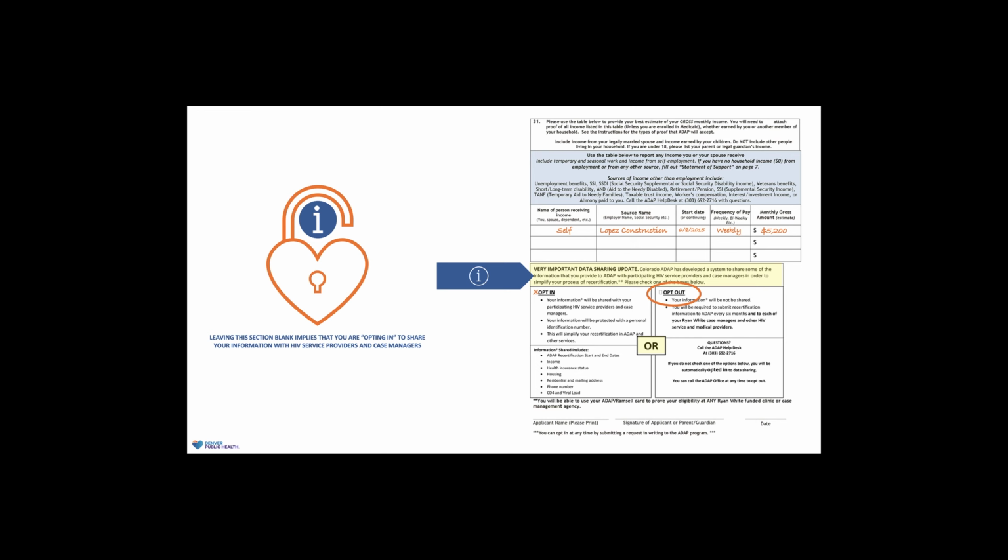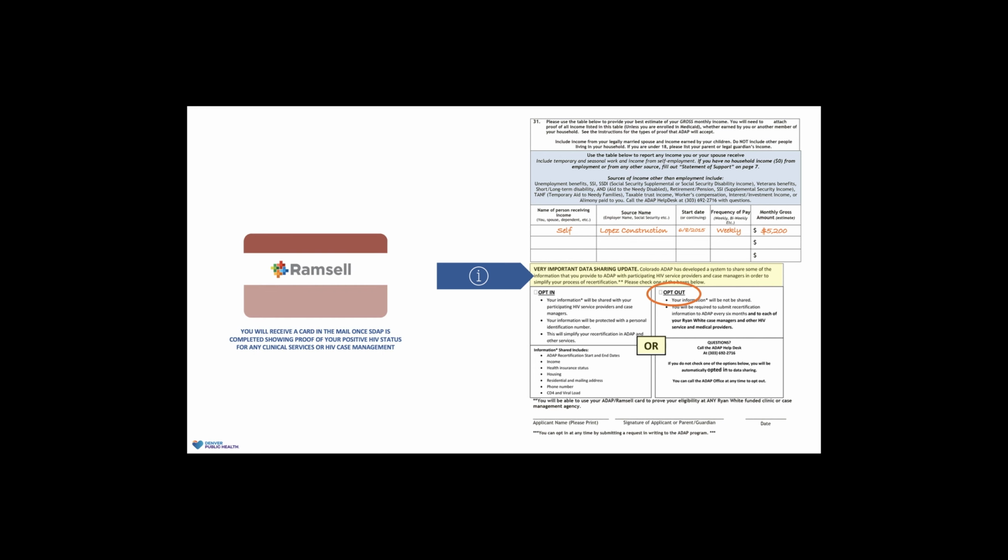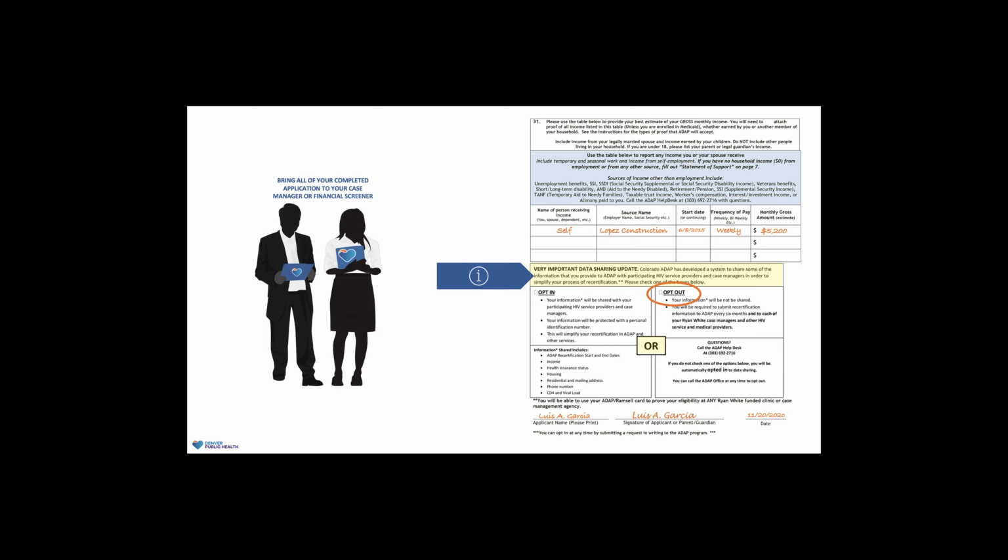your information. SDAP is run by Ramzel, a pharmacy benefits manager. When your SDAP application is completed, you will receive a card in the mail. This card acts as proof of HIV positivity for any clinical services or for HIV case management. Finally, sign your application. Bring all the pages of the application to your case manager or financial screener.